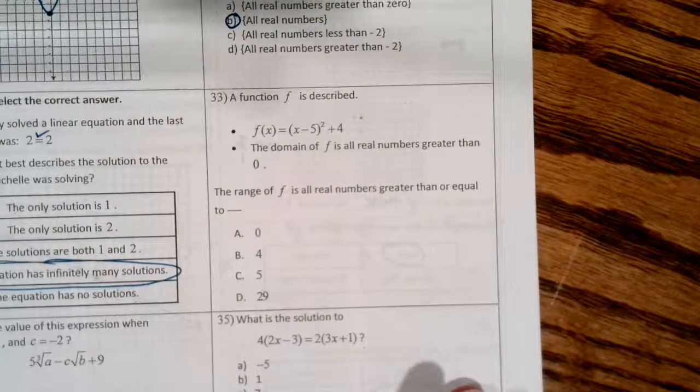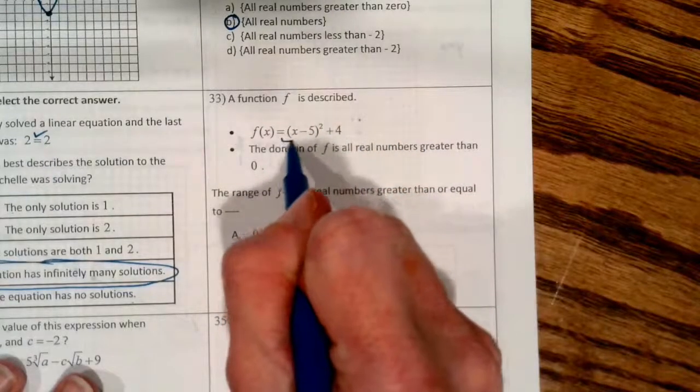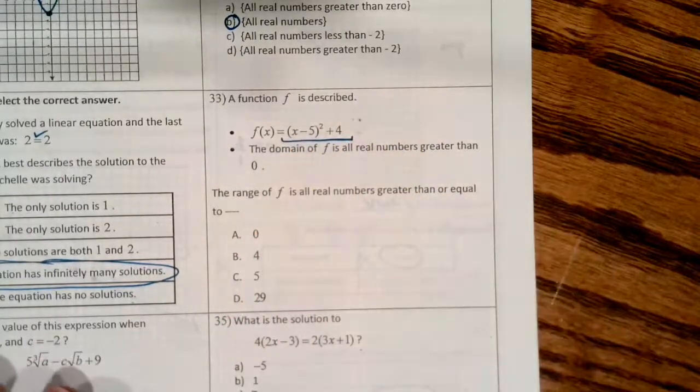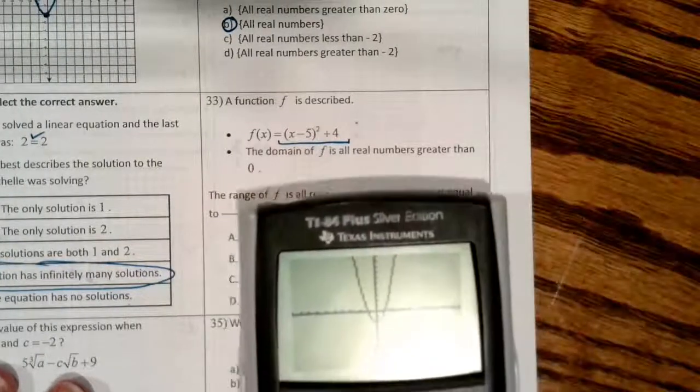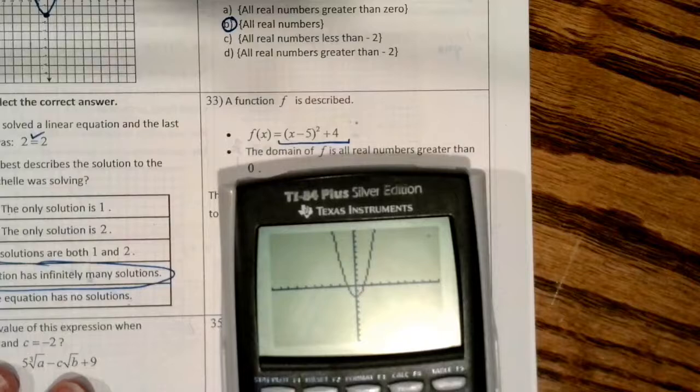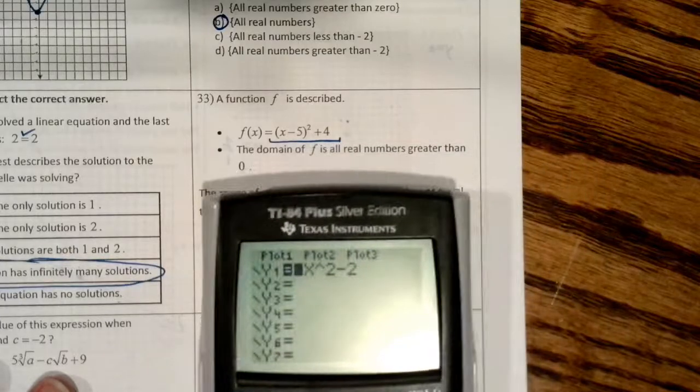All right, so let's look at this one. A function f is described. What the heck is this crazy function? We have to see what the range is. So we'll go ahead and pull out our graphing calculator again, and we'll press quit. And we'll go to the y equals screen and enter it in just like we see: parentheses, x minus 5, to the second power, plus 4.